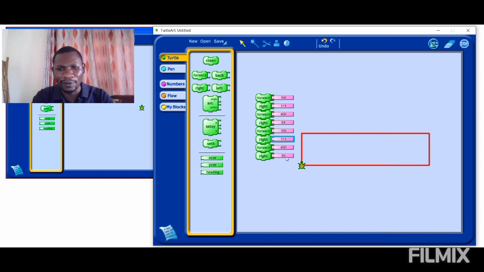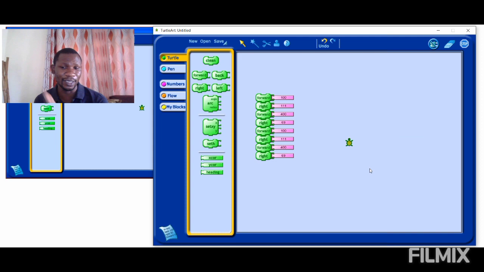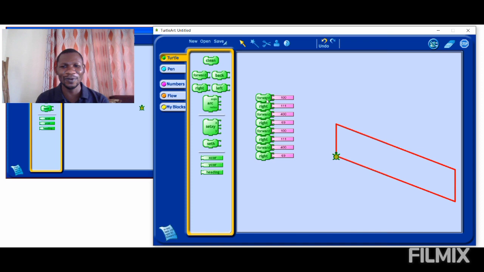Let's check what we'll be having. You see that the only thing we've changed is the number of pixels for the right side, so that it may have the slanted diagram. Let's have our diagram. Wow, you see that you have now a parallelogram. A parallelogram is just like a rectangle, but we slant that rectangle to make it a parallelogram. The opposite angles are equal and other opposite angles are equal, but opposite sides are also equal and other opposite sides are equal, because we are having a rectangle.